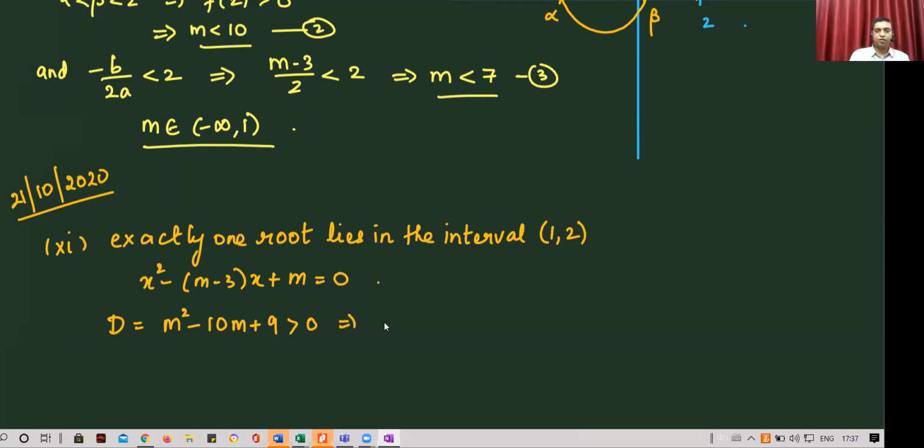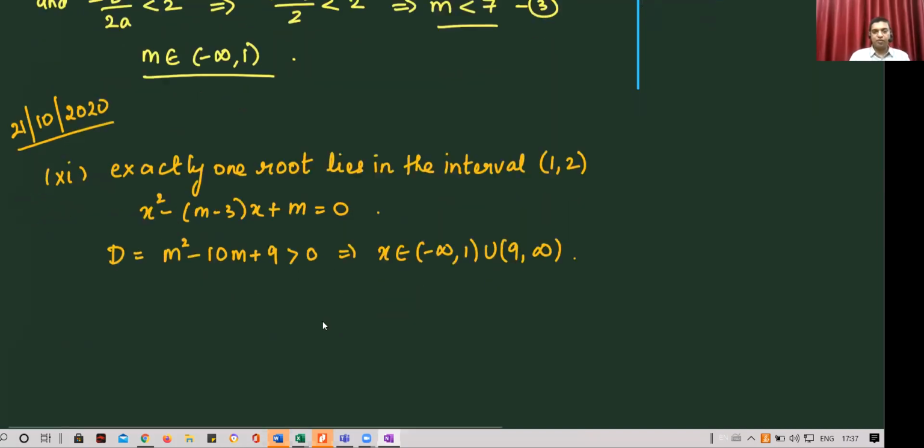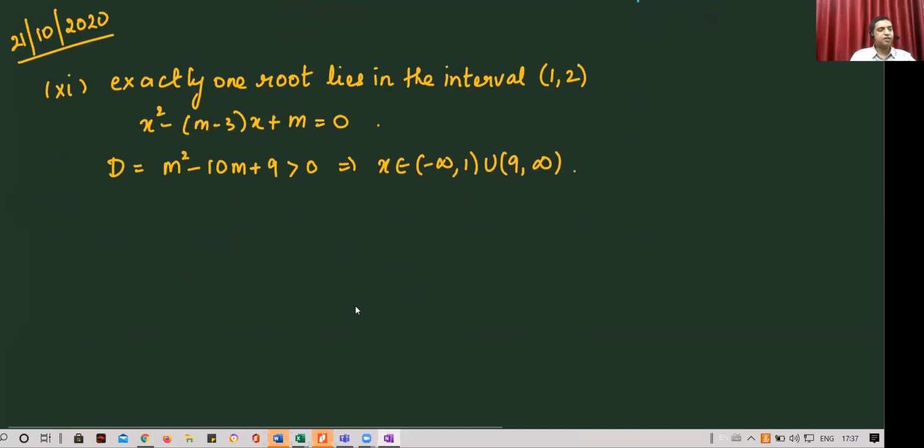Discriminant greater than 0, which implies m belongs to minus infinity to 1 union 9 to infinity. So this is a common condition for all questions. Now, exactly one root lies in the interval 1, 2. How will we do this? Anybody has any idea?